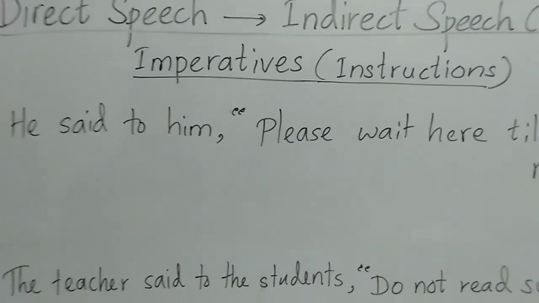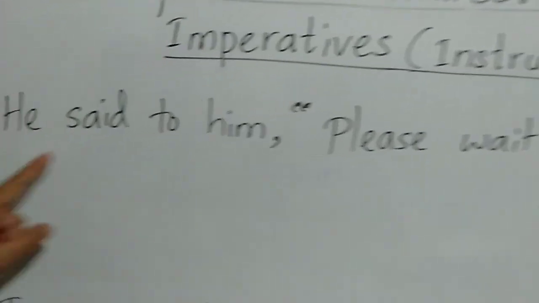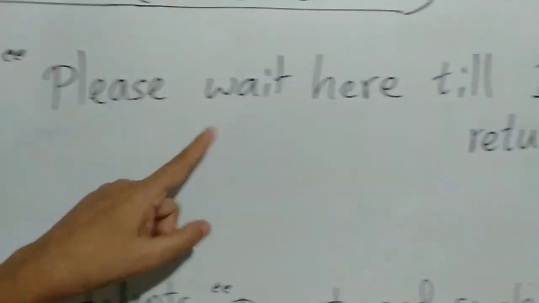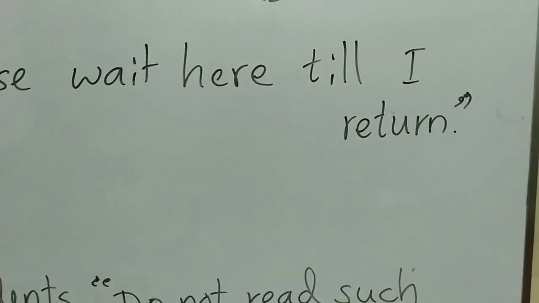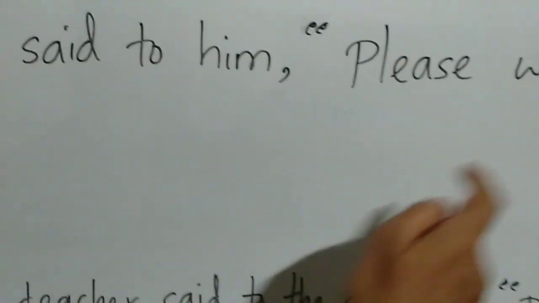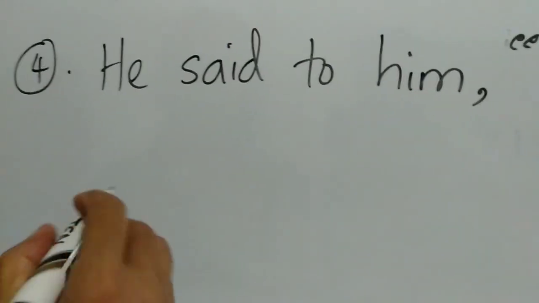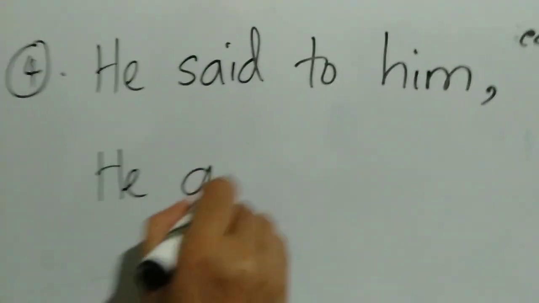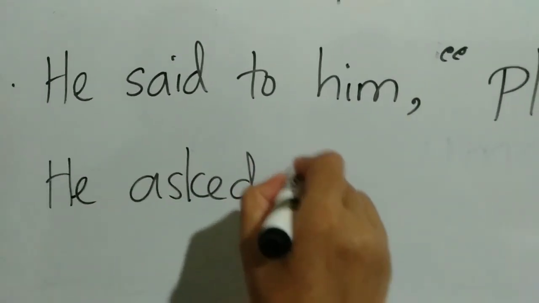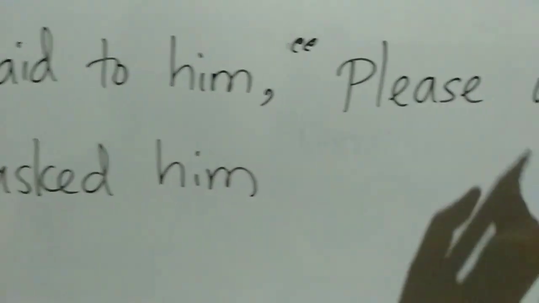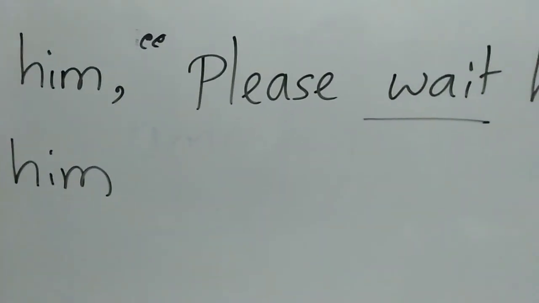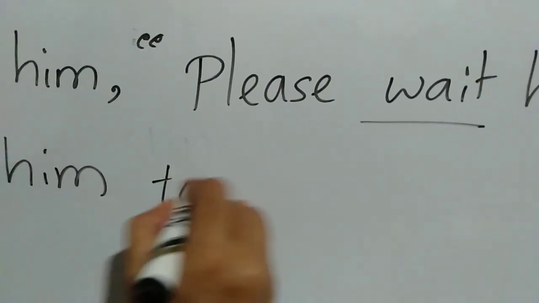Okay, let's take two more examples. He said to him, please wait here till I return. This is an instruction. How can you turn this into indirect speech or reported speech? He asked him. Then this verb with infinitive with to: to wait.